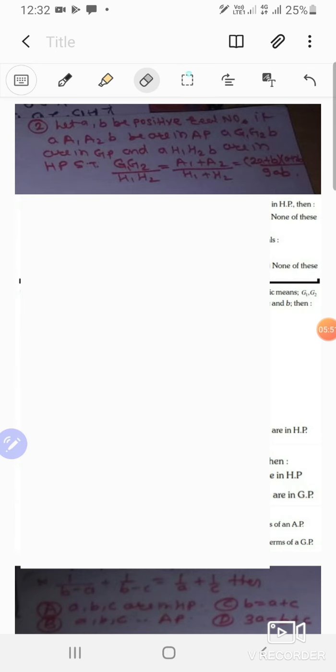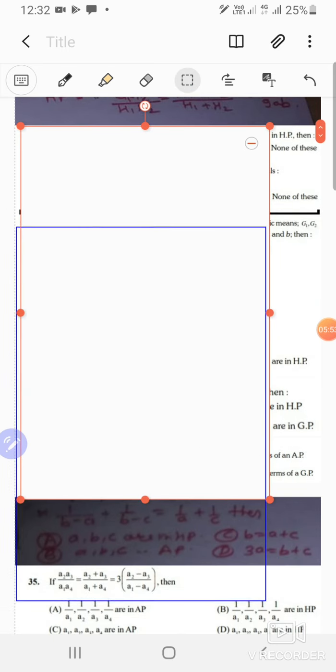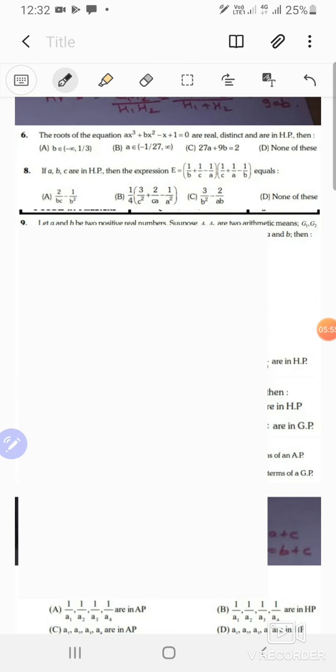Okay, cool. Let's go to the next question. The next question is, if the roots of the equation ax cubed plus bx squared minus x plus 1 equals 0 are real, distinct, and are in harmonic progression, then, okay, so there are going to be 3 roots of this equation. All of them are real, they are distinct, and they are in harmonic progression as well. Okay, cool. Then we have to find a and b somehow.